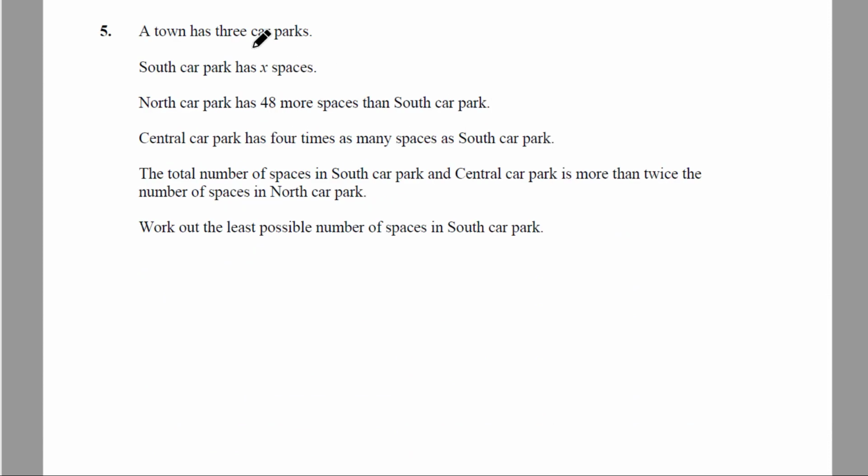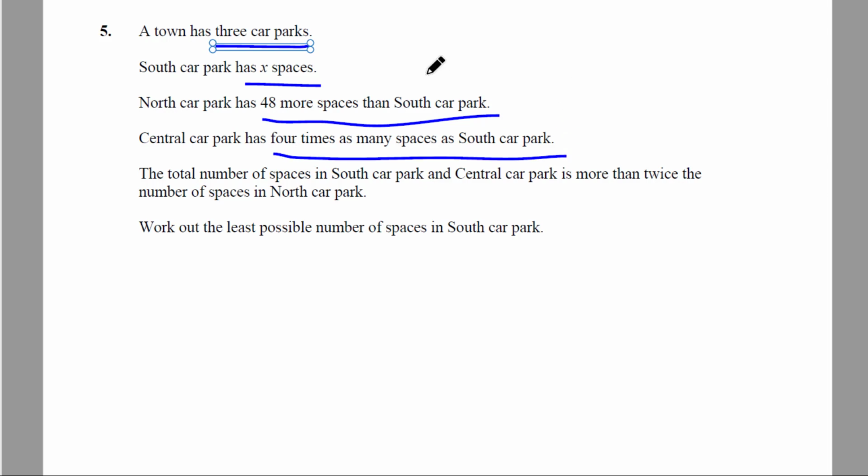Let's look at question 5. The town has 3 car parks. South car park has X spaces, North has 48 more, and Central has 4 times as many spaces as South car park. So let's start this off. We call this X.